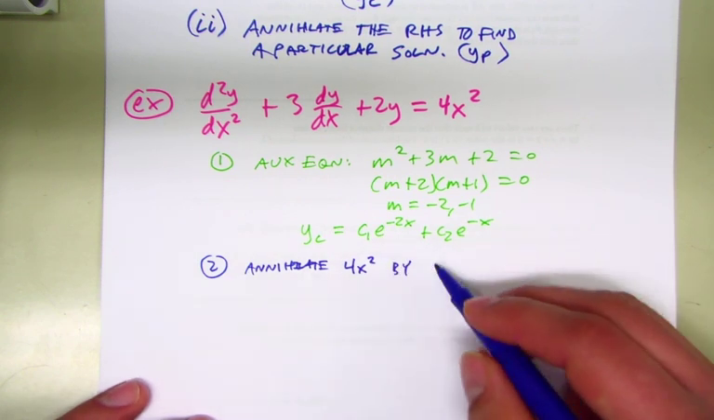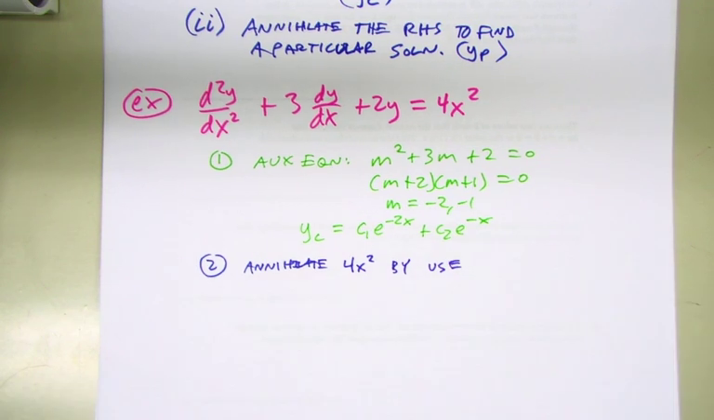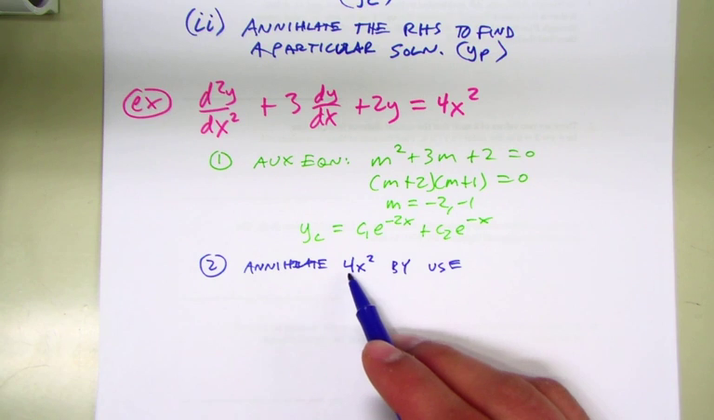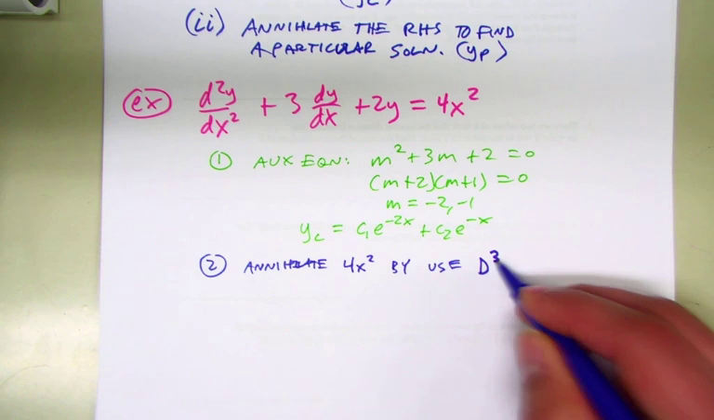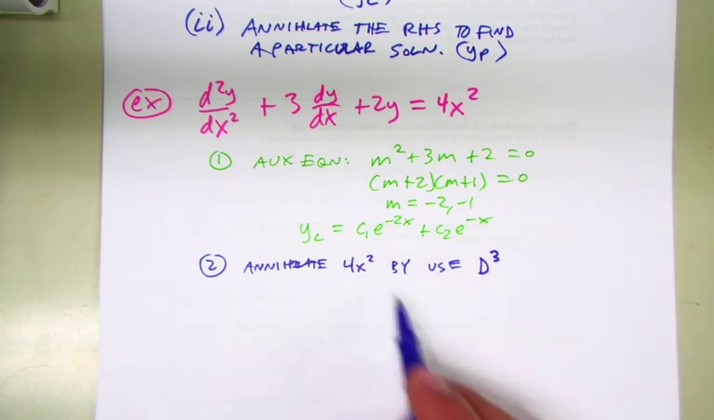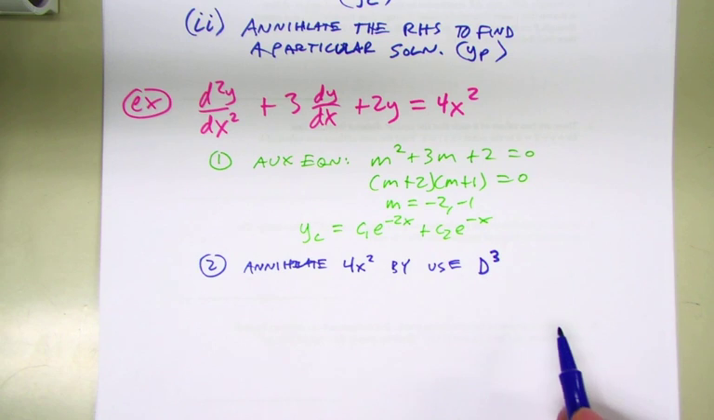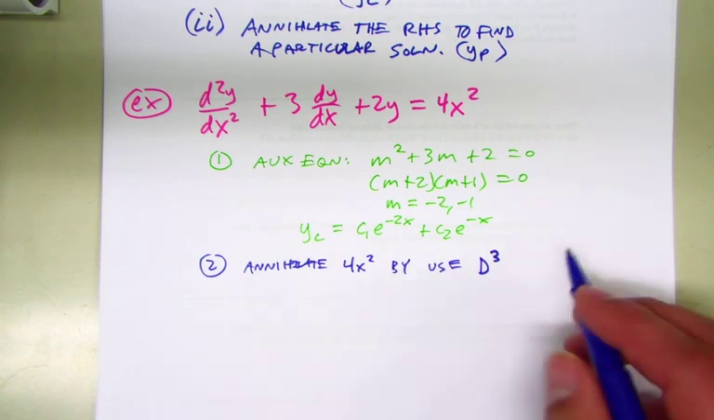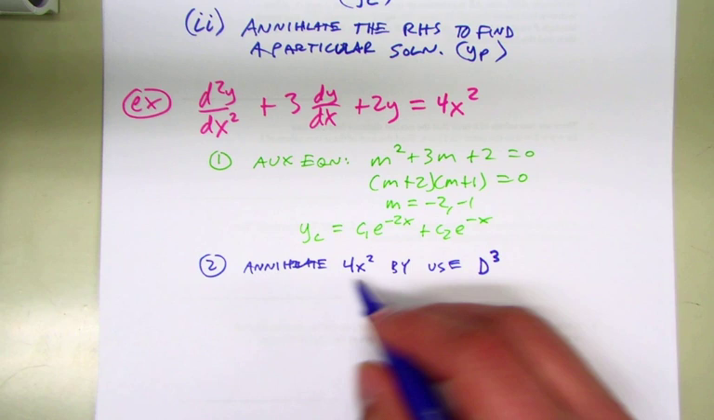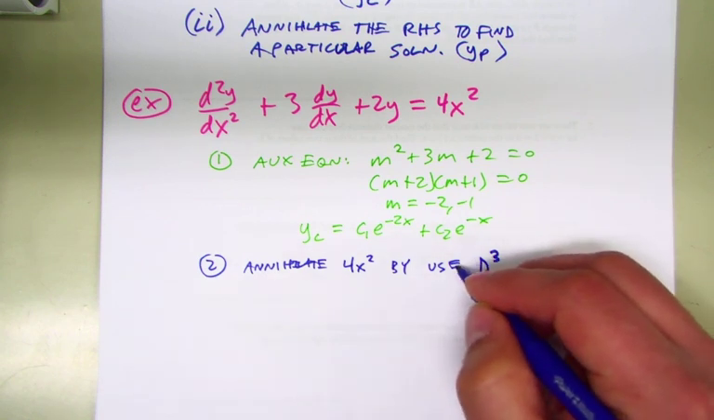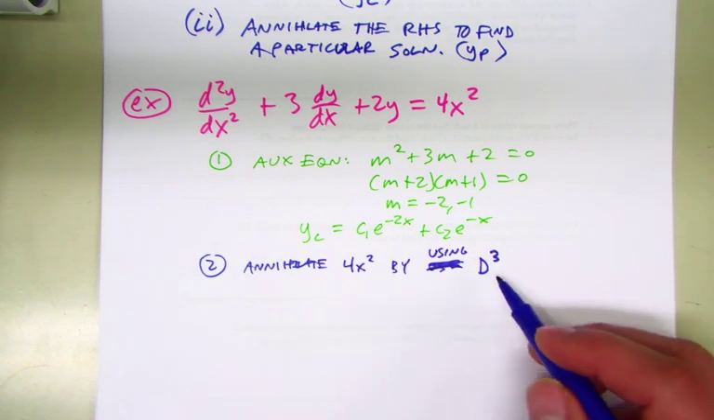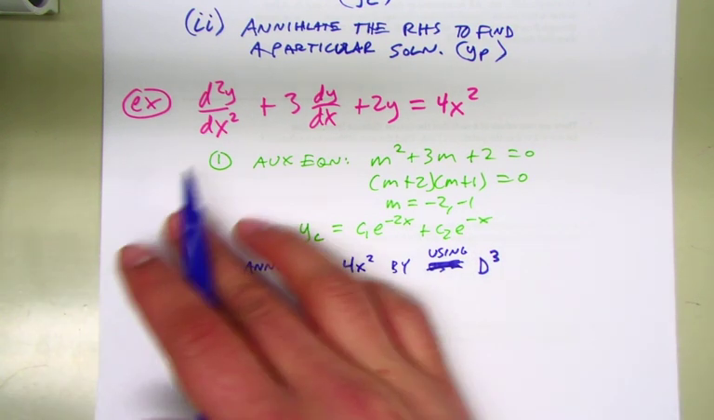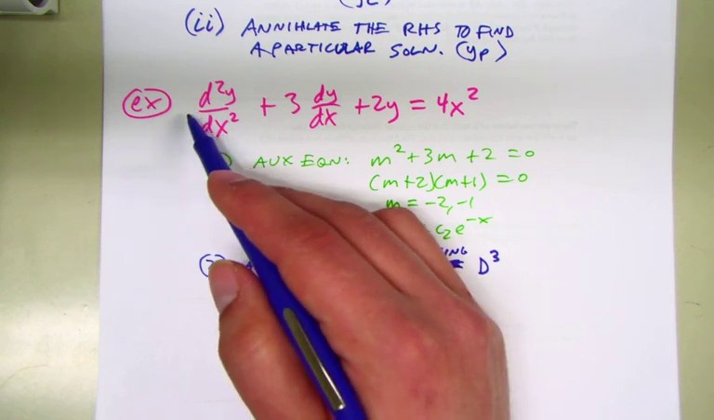And in order to do that, now think about what we learned in the annihilator section, or the differential operators section. In order to cancel out 4x squared and get it to go to 0, you'd have to use d cubed. In other words, if you differentiate this 3 times, that equals 0. And so now, this should say annihilate 4x squared by using d cubed. And so now what we're going to do is multiply the entire equation up here by d cubed.